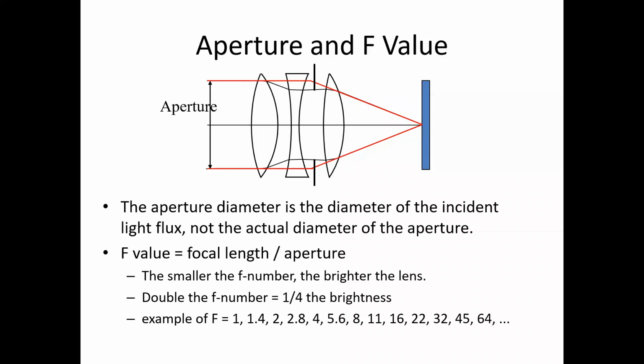So if your iPhone's F number is like 2.8, and the Android Pixel's F number is like 8 or something, then you can easily understand that the Pixel or the Android is 8 and the iPhone is 2.8. Then it's smaller. A smaller F value means brighter.